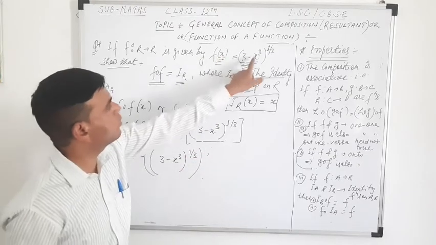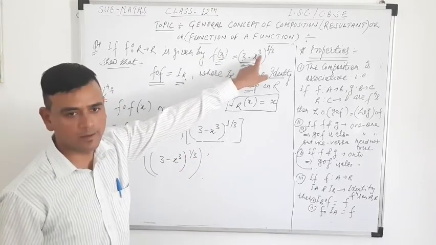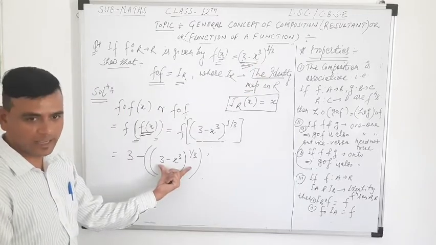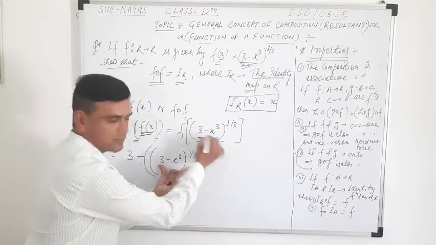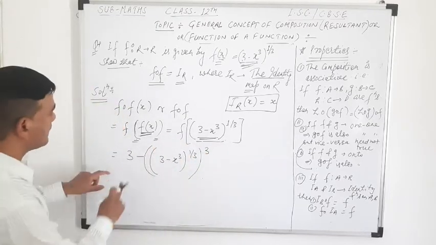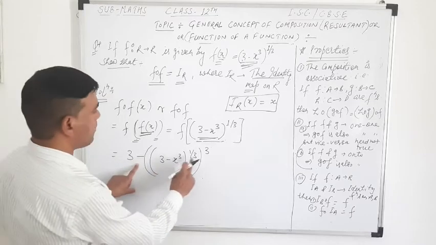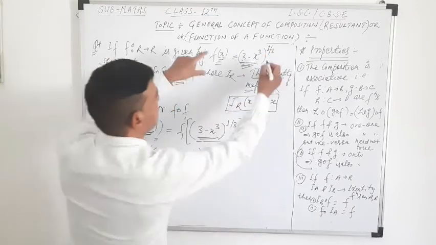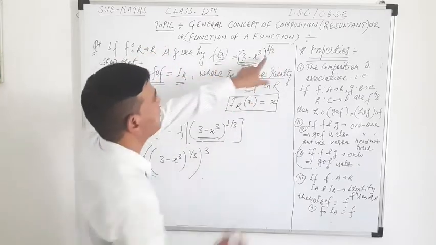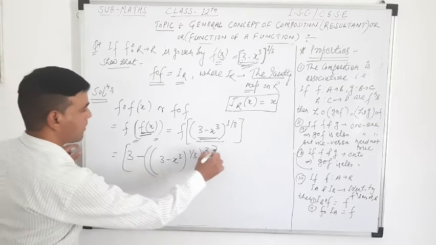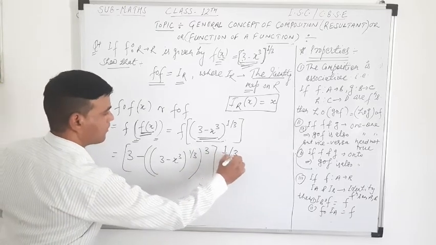Since x is here, you put x to the power 3. So this whole is x. In place of x we have actually f(x), so this whole power 3. Now, 3 minus x to the power 3, whole power 1 upon 3. This means if x is there, then we have already the whole power 1 upon 3, so we will put the whole power 1 upon 3 here.